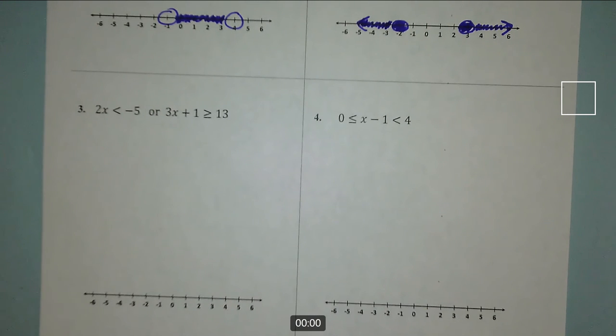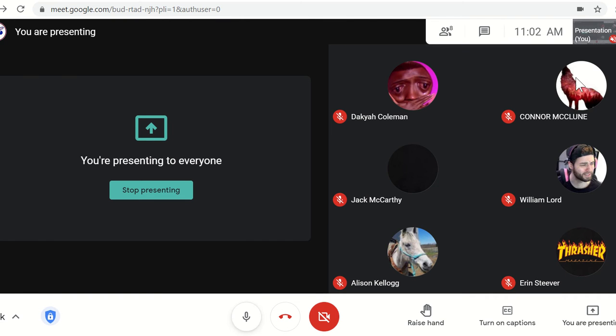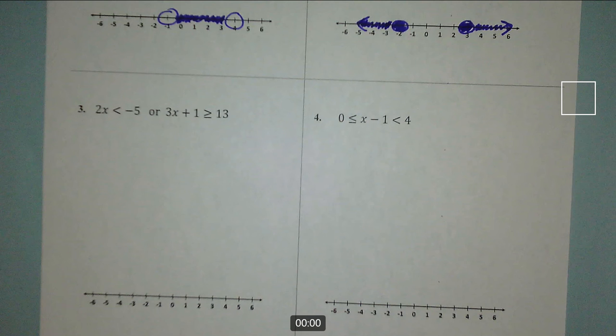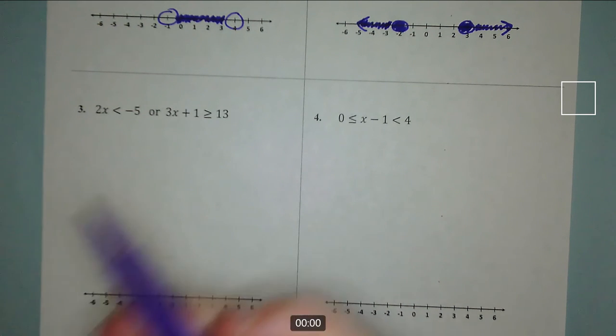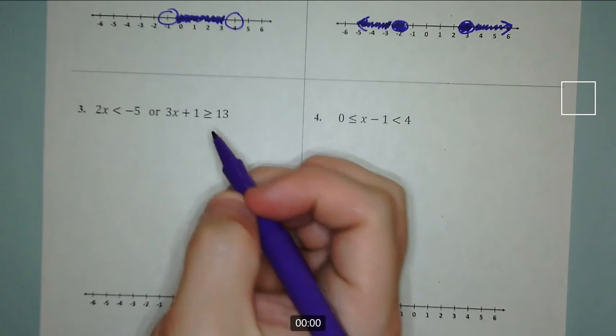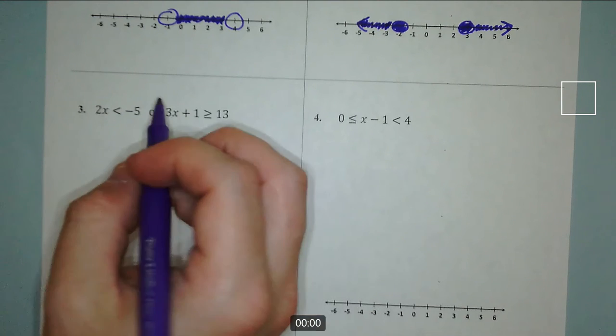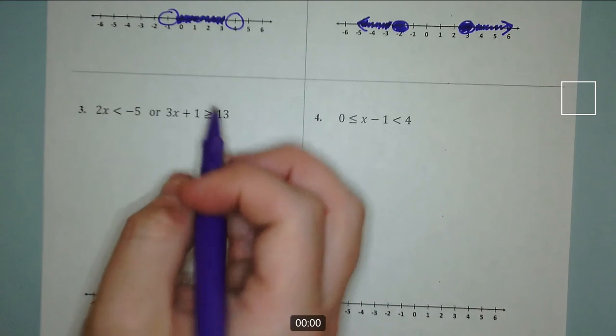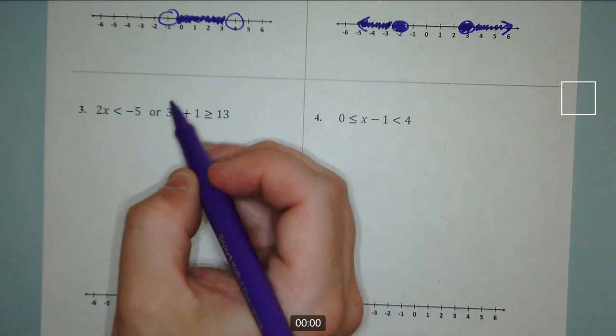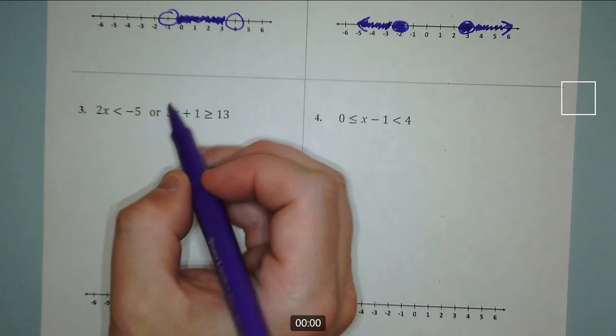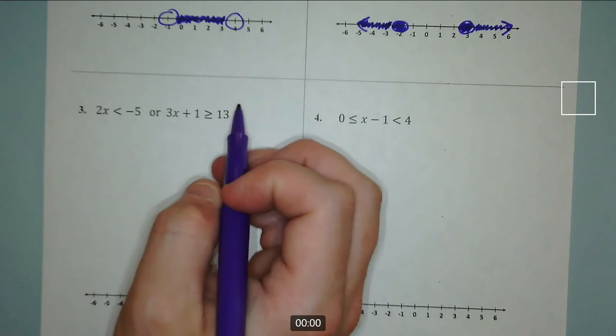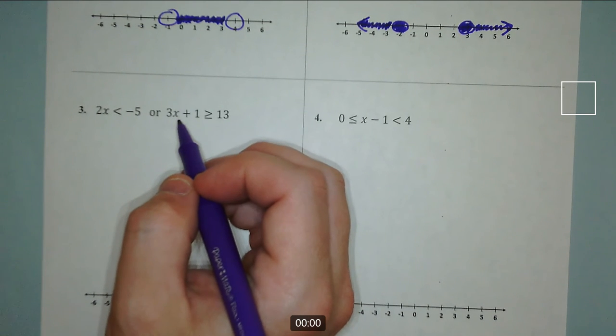All right, number 3. What are we going to do here, Aaron? Well, we have two totally separate inequalities. They're sort of together because they're connected by the word or. But they're separate. And we're going to solve each of them for x. That's all we're going to do.